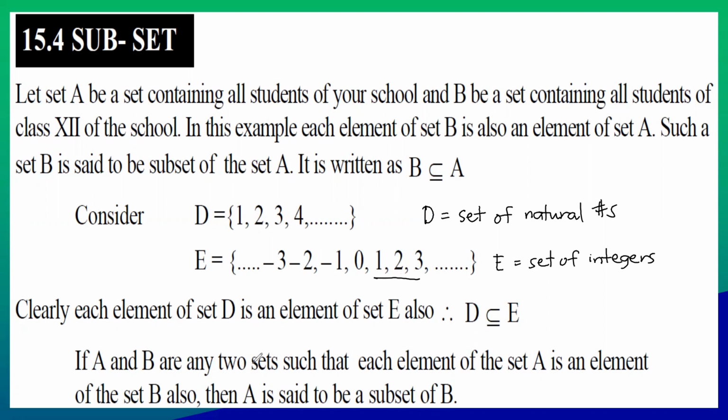So if A and B are any two sets such that each element of the set A is an element of the set B also, then A is said to be a subset of B. All elements of the given set should be present, okay, not only some of the elements, but all of the elements. Like for this one, all elements of set A are in set B. So therefore, set A is a subset of set B.